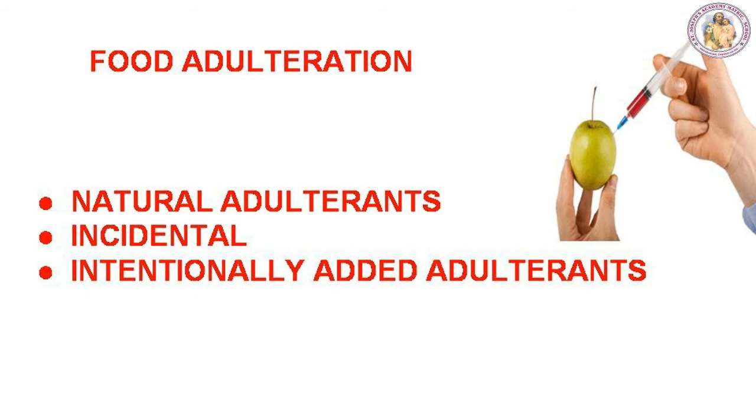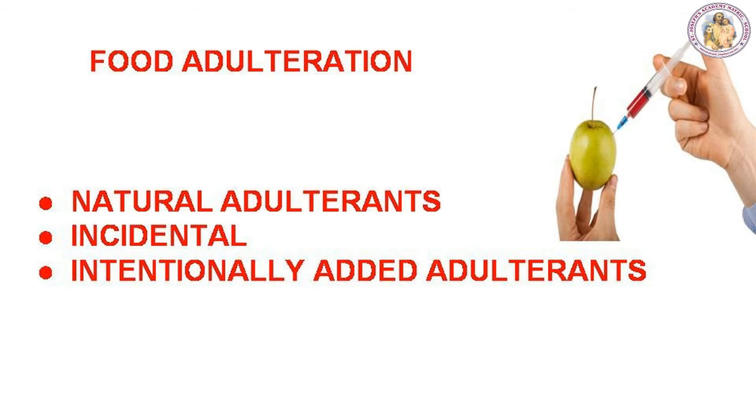The food adulterant can be classified into three categories: natural adulterant, incidental or unintentionally added adulterant, and the third one, intentionally added adulterant. Natural adulterants are some organic compounds which are naturally present in the food. Some examples are poisonous mushrooms, fish oil that can be poisonous, and environmental contamination. These are natural adulterants.